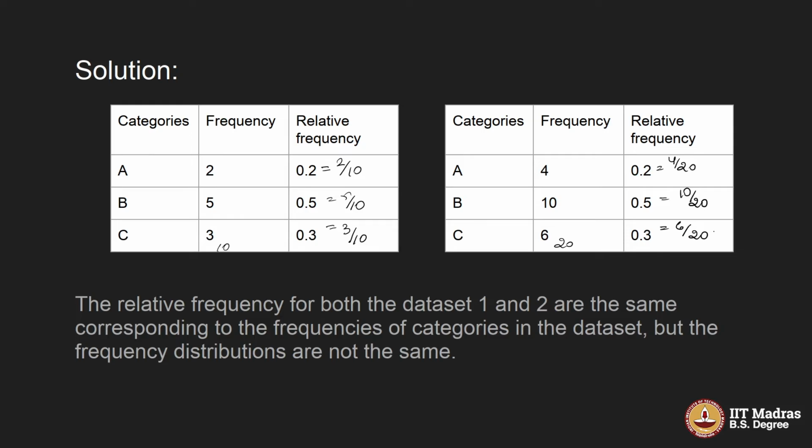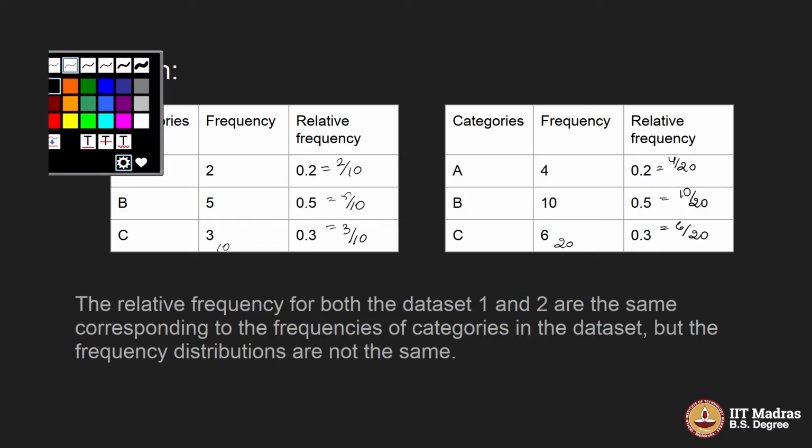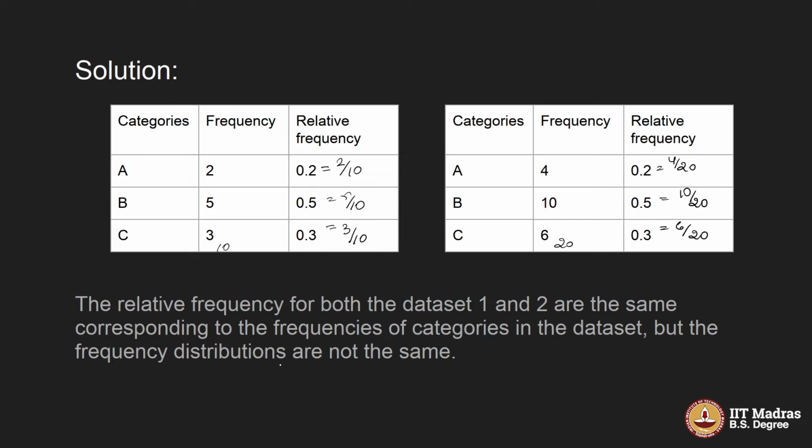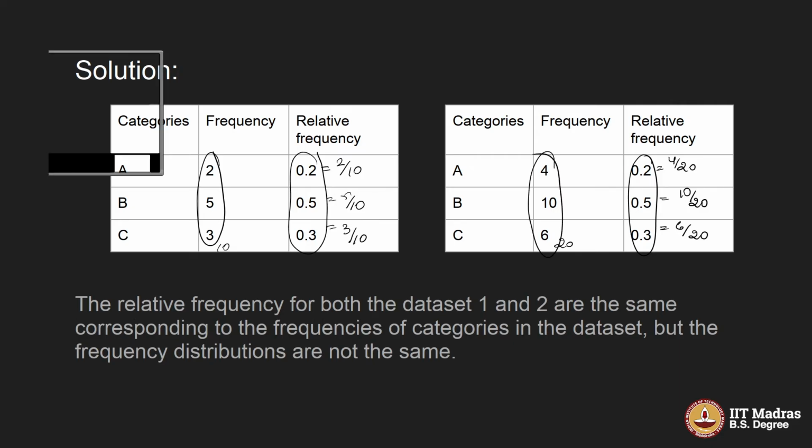So here we can see that the relative frequencies for both the data sets are the same, corresponding to the categories in the data sets, but the frequency distributions are not the same. So we have got the same relative frequency but different frequency distributions. According to the statement, the relative frequency for both data sets is the same, but the frequency distributions are not the same.